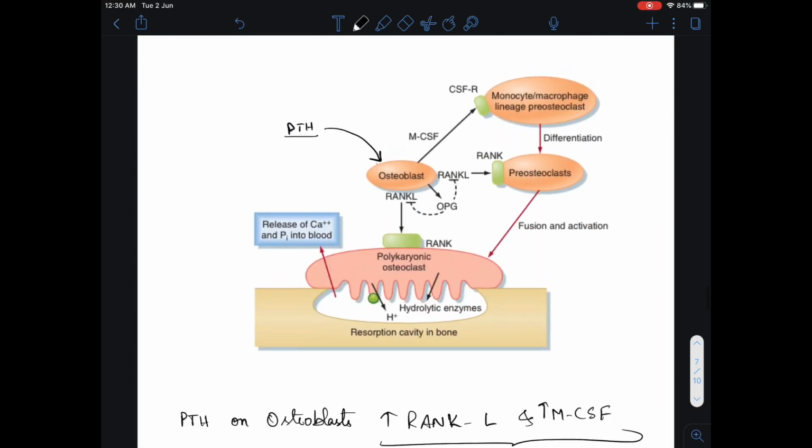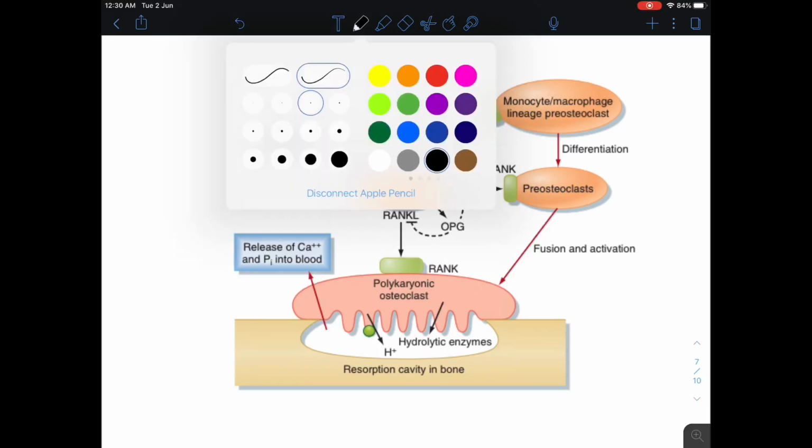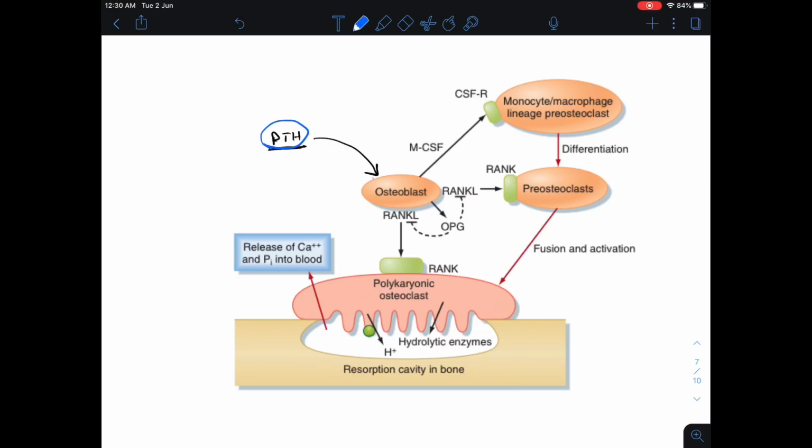And followed by that, now coming to the action of PTH on the bone. So we have seen how it acts at different levels, how it is secreted at different places and all that, right? So when there is an increase in parathyroid hormone, it stimulates the osteoblast to produce monocyte macrophage colony stimulating factor.